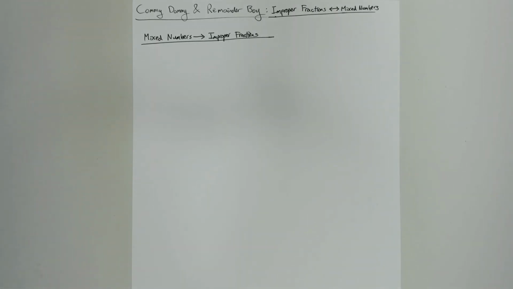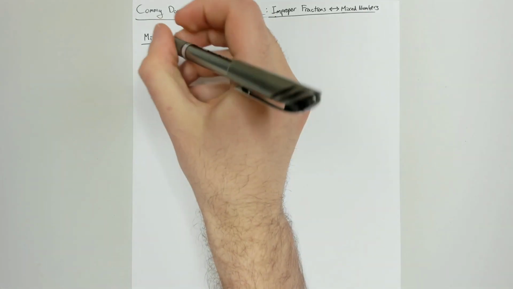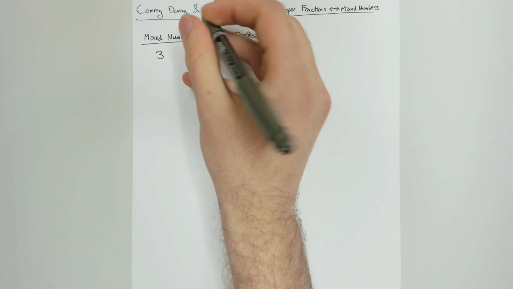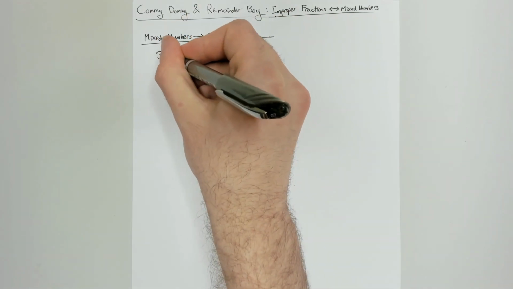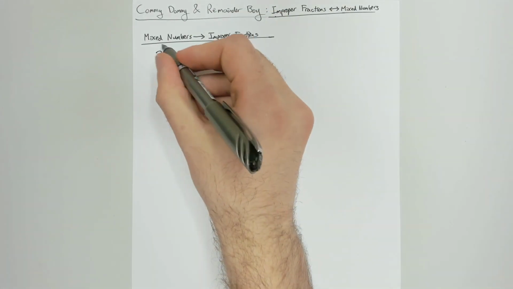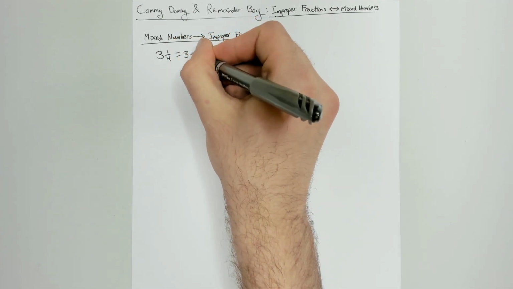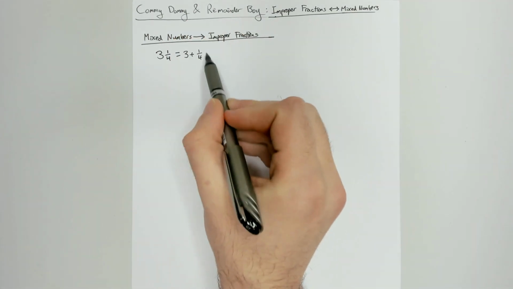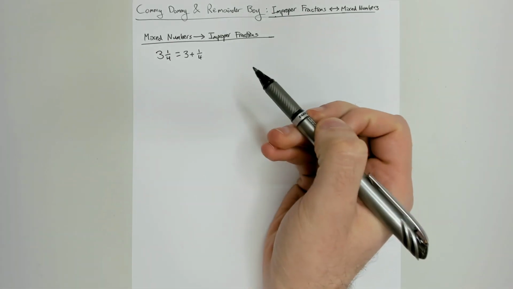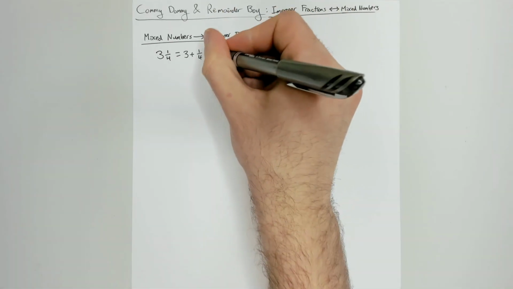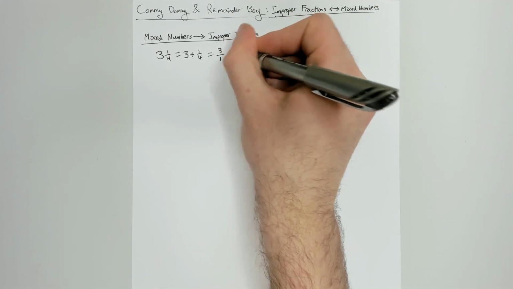Alright, so the first method we're going to look at is converting mixed numbers into improper fractions. A mixed number has a whole number component and a fractional component. But we noted that this was basically a condensed form of 3 plus a quarter. And we can do 3 plus a quarter and make it into an improper fraction right away, because 3 is the same thing as 3 over 1, and we add it to a quarter.